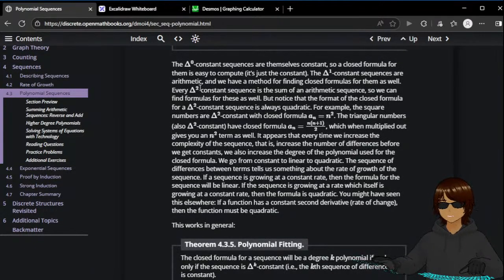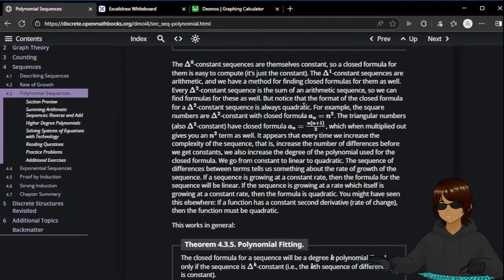The delta zero constant sequences are themselves constant, so a closed formula for them is easy to compute. Delta 1 constant sequences are arithmetic. Every delta 2 constant sequence is the sum of an arithmetic sequence, so we can find formulas for these as well. But notice that the format of the closed formula for a delta 2 constant sequence is always quadratic.